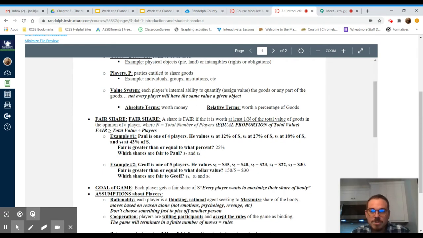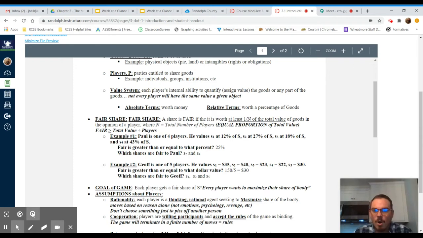So, absolute terms, here's one for the value system. This is worth money. So absolute terms are worth money. Relative terms are worth a percentage of goods. So if I say, what's the absolute term of something, you're talking money value, right? You want money. We talk relative. Relative, mathematically speaking, is like a percentage, right? If you have a 10-acre plot of land, and your absolute term would be 5 acres, whatever that monetary value is, but your relative term would be 50%. Why? Because 5 out of 10 acres is 50% of the goods.